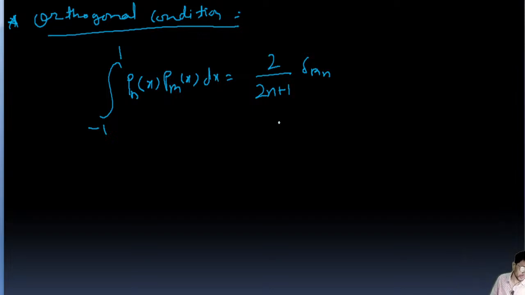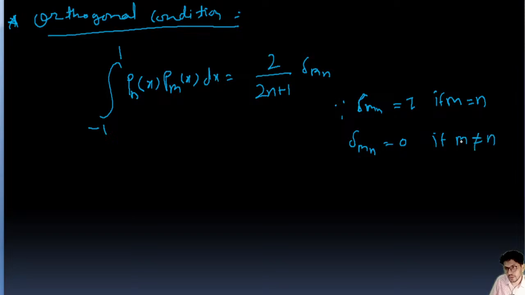Okay, so the integration from -1 to +1 of Pn(x) Pm(x) dx is going to be 2 upon 2n plus 1 delta mn. This is the Kronecker delta mn. The value of Kronecker delta mn is 1 if m equals n, and the value is going to be 0 if m is not equal to n. Very important. So this is the orthogonal condition for the Legendre polynomial.